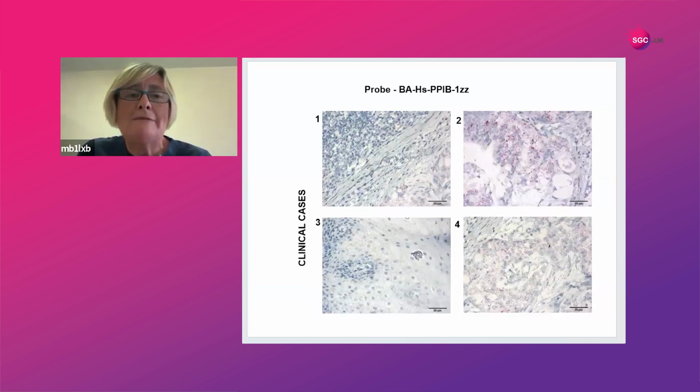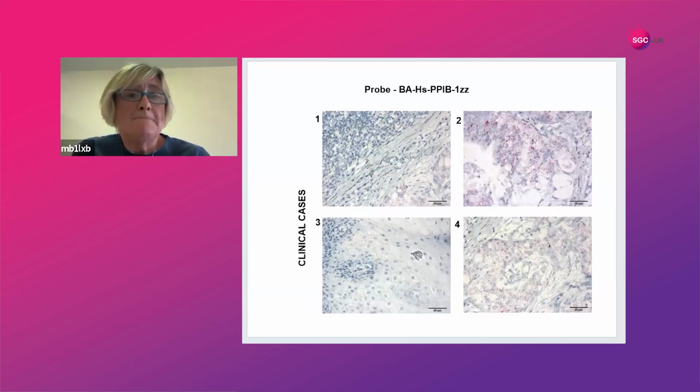And then the next slide, again, this is the start of looking at clinical cases. And you have to look quite carefully, but once you've got your eye in, you can see little red dots. And this is also more quantitative than the FISH because you can count those red dots and then you know exactly how many times the transcript has been expressed.